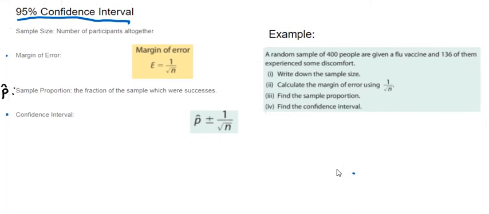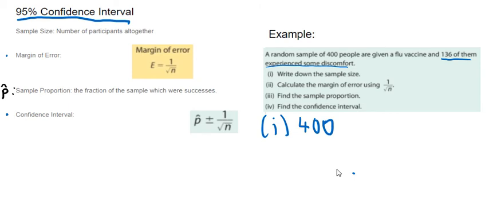So let's have a look at the example here. A random sample of 400 people are given a flu vaccine and 136 of them experienced some discomfort. So 136 is the number of successes here, even though it's not really a success. Let's go down through them. The first part is to write down the sample size, which is 400, the 400 people who were given the flu vaccine.